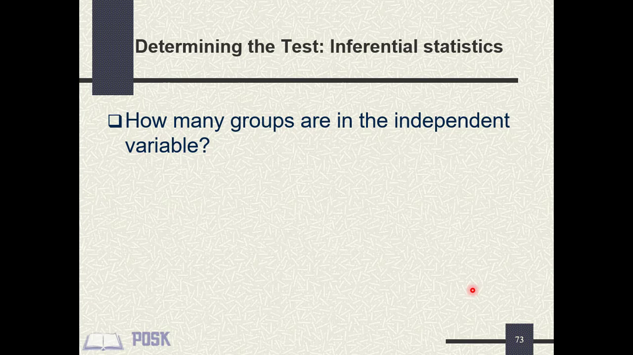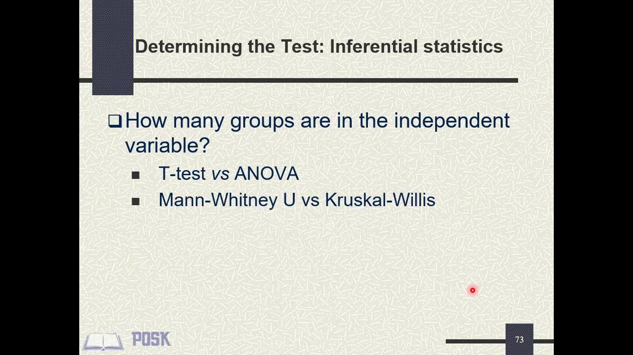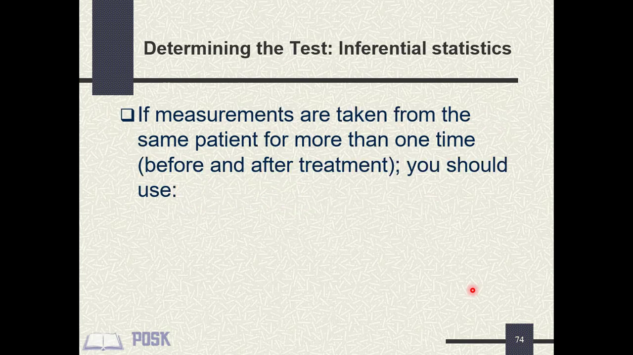Next, you should look at the number of categories in the independent variable. How many groups are in the independent variable? For parametric tests, you should use t-test when the independent variables has only 2 categories. Use ANOVA when it has 3 or more categories. For non-parametric, use Mann-Whitney U, which is the non-parametric equivalent of t-test when the independent variable has only 2 categories. And you should use Kruskal-Wallis, the non-parametric equivalent of ANOVA, when the independent variable has 3 or more categories.